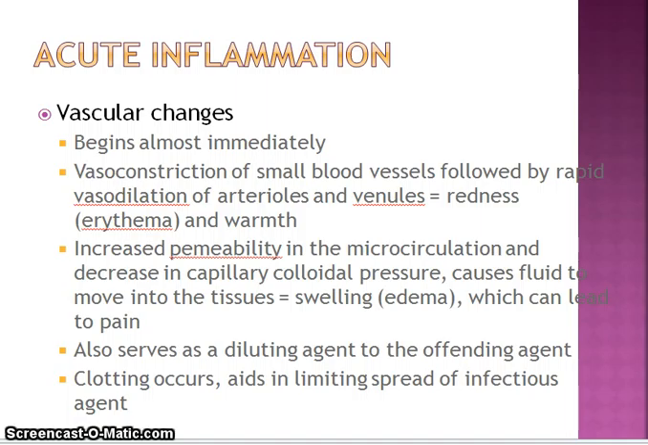What we see on the outside then is redness, which is known as erythema, and warmth at the site. We then have an increase in permeability, right, of our vessels, like our capillaries and our cells. This causes fluid to shift out of the capillaries and into the tissue. And what we see then is swelling, also known as edema. This also puts pressure on nerve endings in the area, which leads to pain sensation in patients. The swelling also serves to dilute out whatever the offending agent is that's causing the problem, right? It wants to limit its potency, essentially.